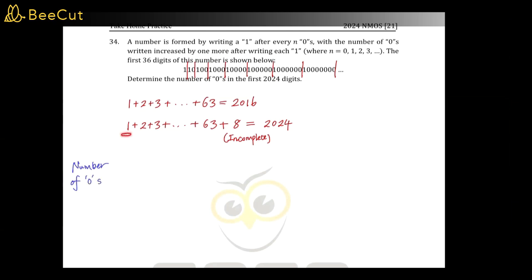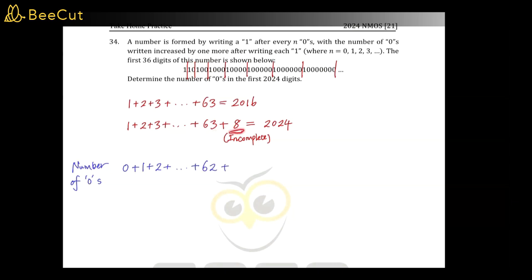So try the first group, there's no 0. It's just 0. Second group, there's 1 zero out of the 2 digits. In the third group, 3 digits, there are 2 zeros. So number of 0 is one less than the group number. So for group 63, there are 62 zeros.